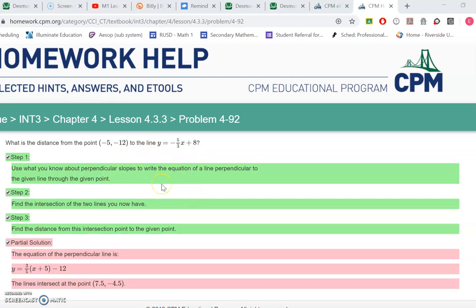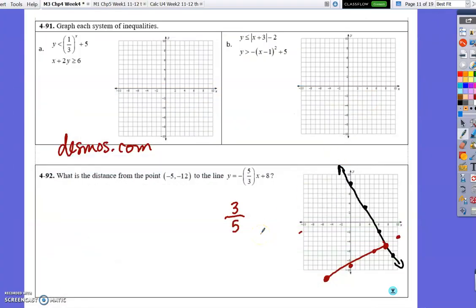and it's basically what I thought I should do. Just wasn't sure, so you'll notice that I already did perpendicular slopes, right? The equation of the perpendicular line, I didn't quite do that, but I kind of drew it. It was 3/5 times the point x plus 5 minus 12, and where they intersect, which is 7.5, comma negative 4.5. So now that I know that point, I'm going to go ahead and use it. 7.5, comma negative 4.5, and then I can do the distance.